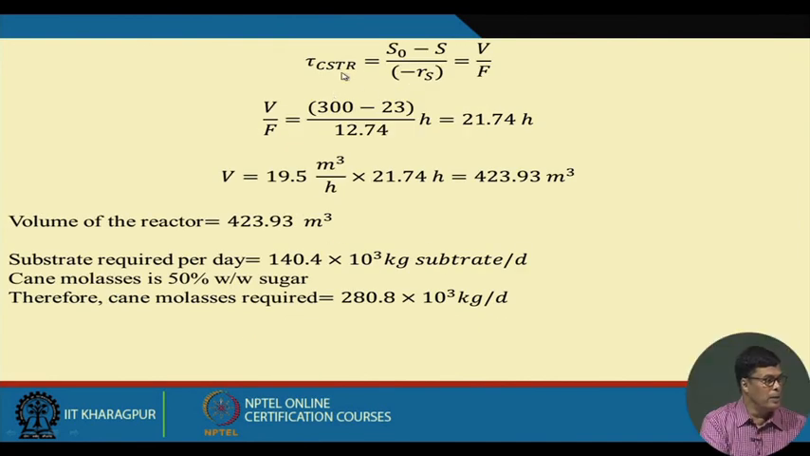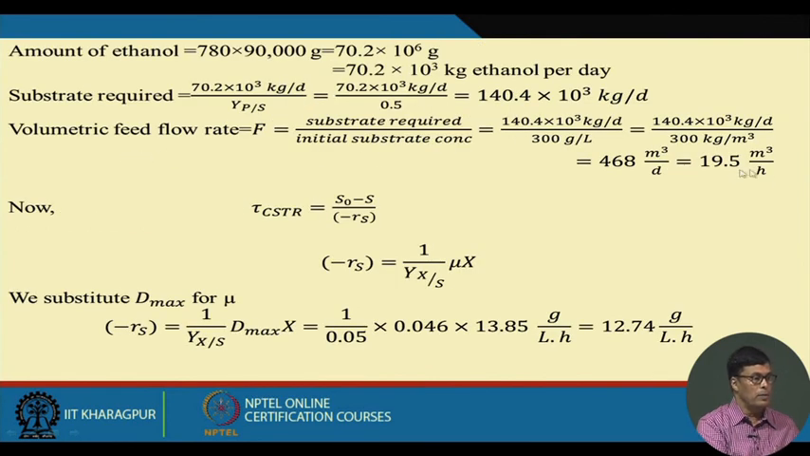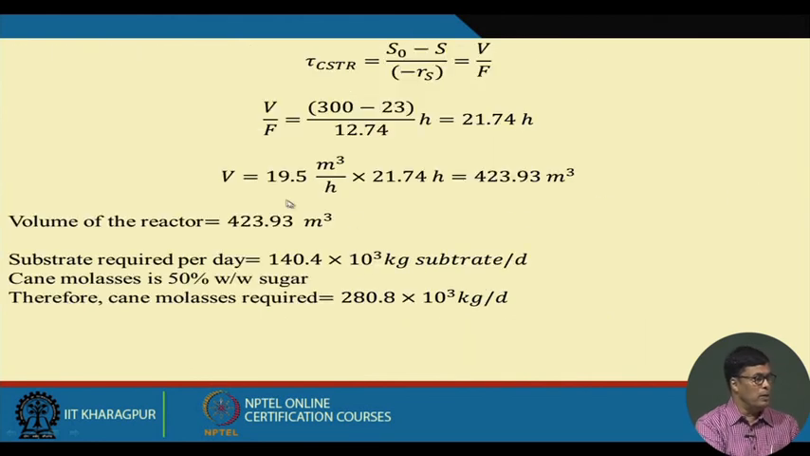Once you calculate the minus RS, then we put the value in the tau CSTR, S0 minus S divided by minus RS. We can easily calculate the value of tau CSTR. Now, tau CSTR is coming at 21.74 hour, and this is equal to V by F, the volume by volumetric flow rate. Volumetric flow rate we have already calculated in the previous step, which is 19.5 meter cube per hour. So, here we can put these values, multiply this with the tau CSTR, and get the volume of the reactor.